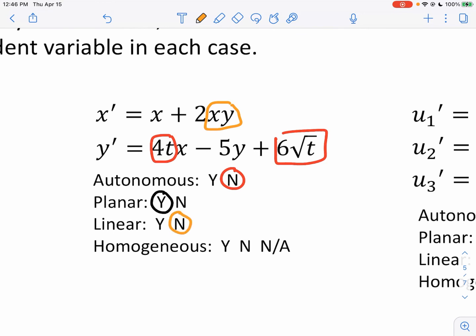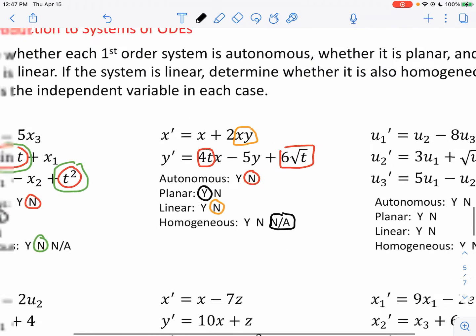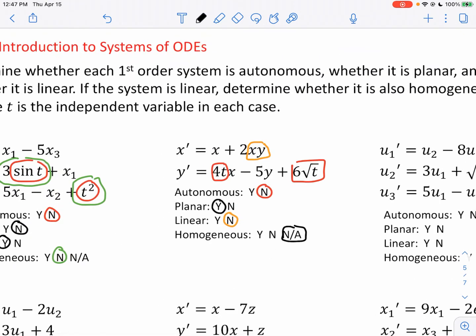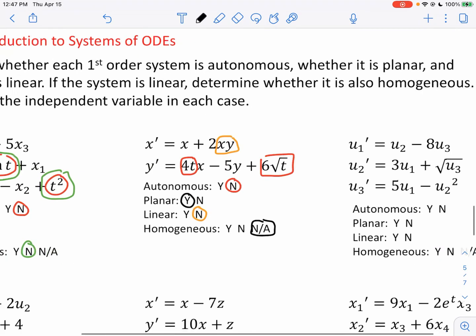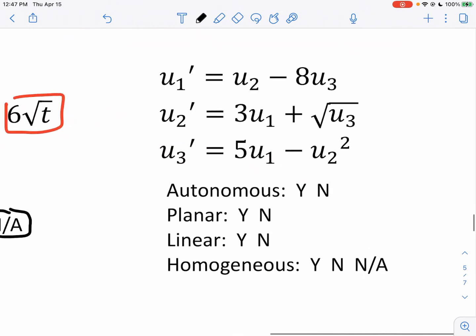Is it homogeneous? Well, it's not. We're only going to define homogeneous for the linear systems. And since this is not linear, we're going to say not applicable as our answer to whether it's homogeneous. Remember, the instructions say if the system is linear, determine whether it is also homogeneous. So once you have nonlinear, don't worry about homogeneous. Let's look to the third one here. Do you see any t's explicitly mentioned over here on the right? I do not. So this is in fact autonomous.